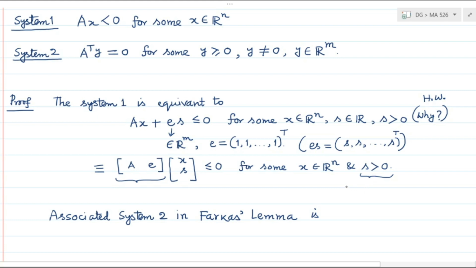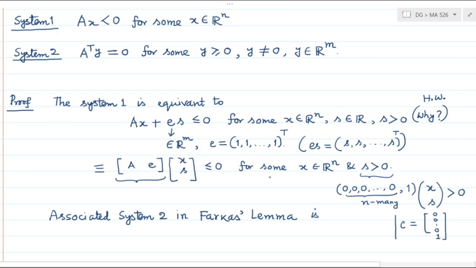We take C as all zeros, 0, 0, 0 till 0. Here you have n many zeros, and the last component you take 1. Transpose of it is equal to C, and then you take x as the vector together with S. Then it will give us C transpose x greater than 0. Fine, this is your C, and this is your system 1.